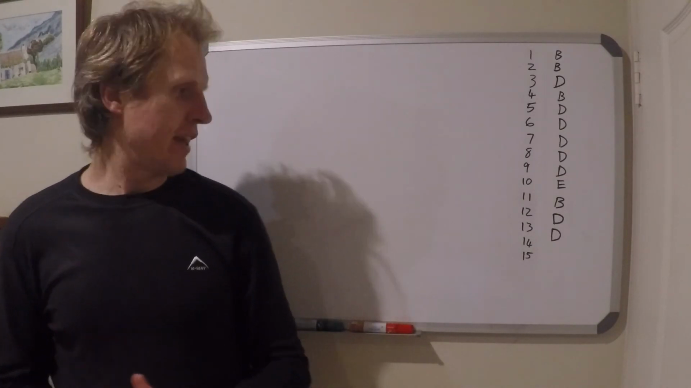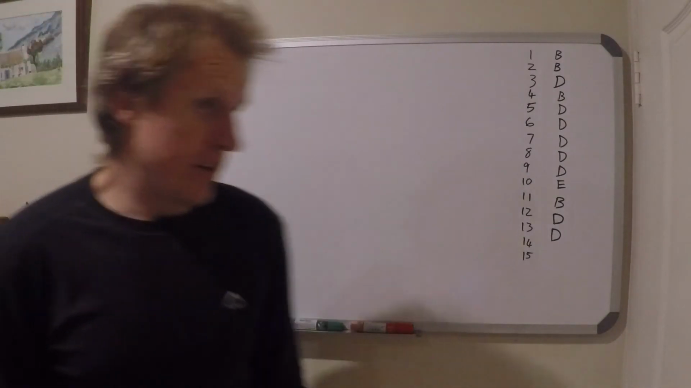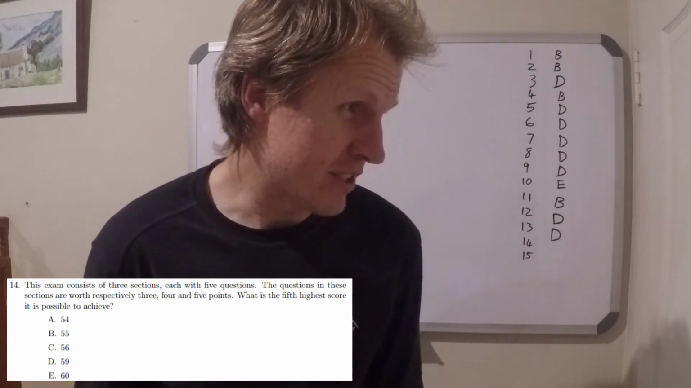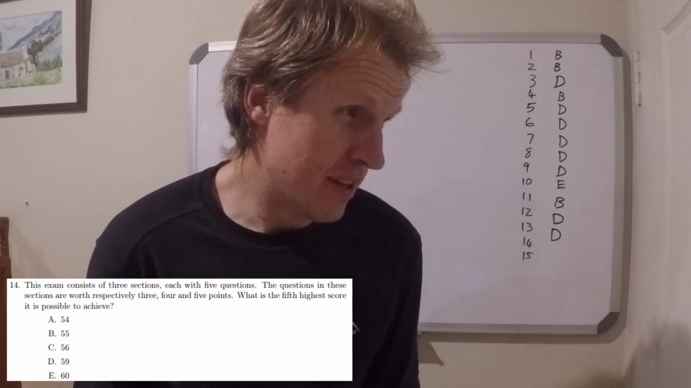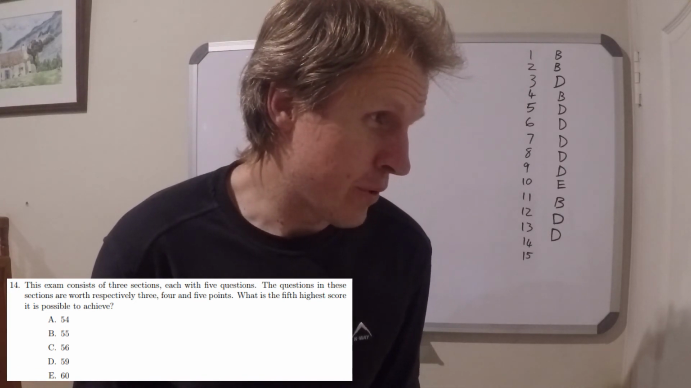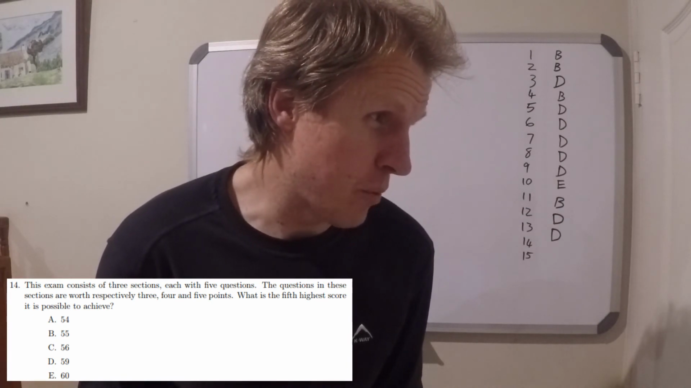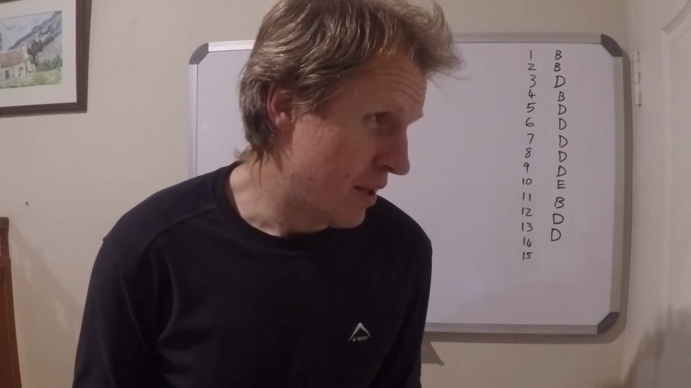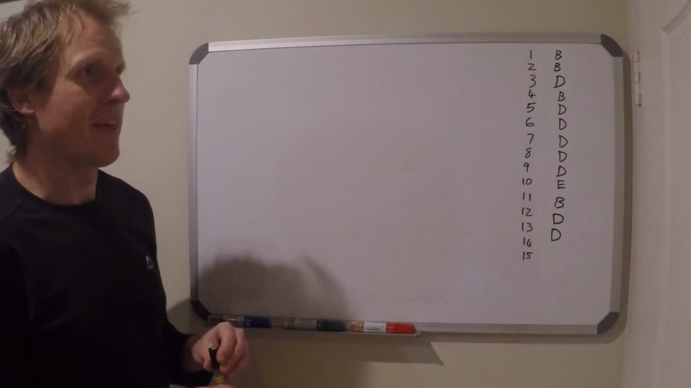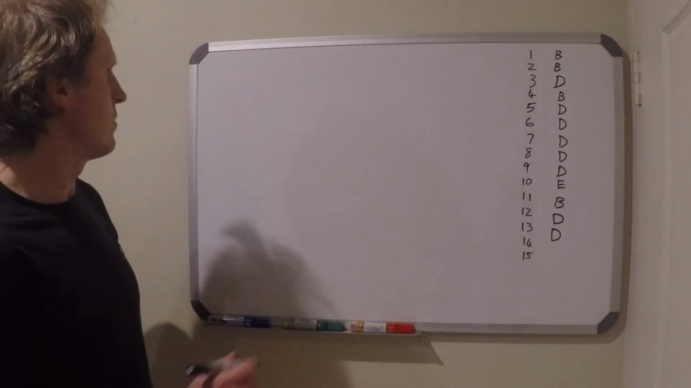So anyway, I'm going to carry on from question 14. The question says, this exam consists of 3 sections, each with 5 questions. The questions in those sections are worth respectively 3, 4, and 5 points. What is the 5th highest score possible to achieve? There's a bit of a wording error on the question, but anyway, they want to know the 5th highest score that's possible.